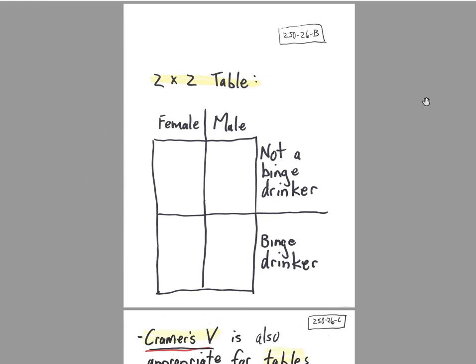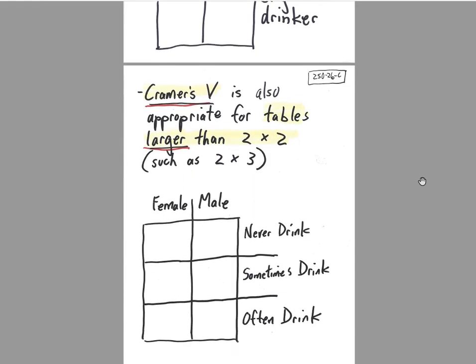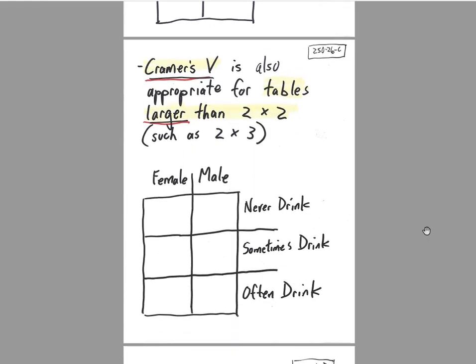If I wanted an index of effect size that would tell me what's the strength of the relationship between gender and whether or not you're a binge drinker, I could use Cramer's V statistic for this kind of table. But what if I got more ambitious and decided, well, no, I want more information than that. I still want to look at the relationship between gender and drinking behavior, but I want to have 3 categories of drinking behavior. Once again, my predictor variable is going to be gender.